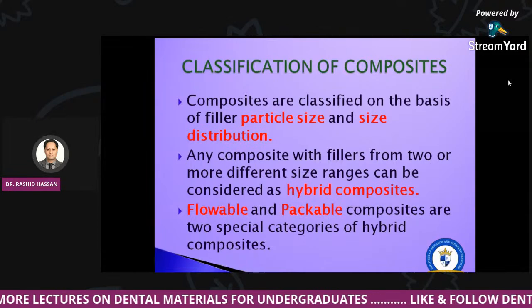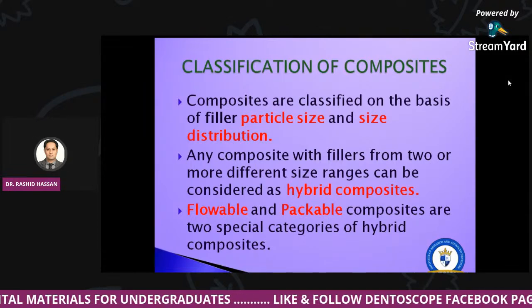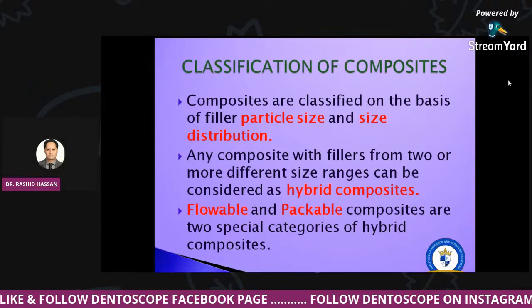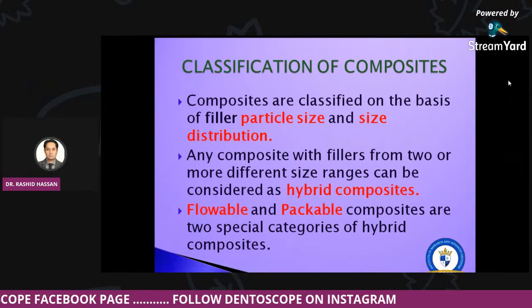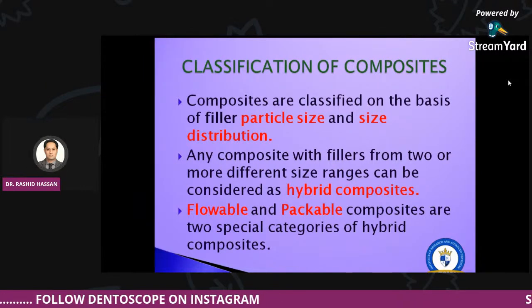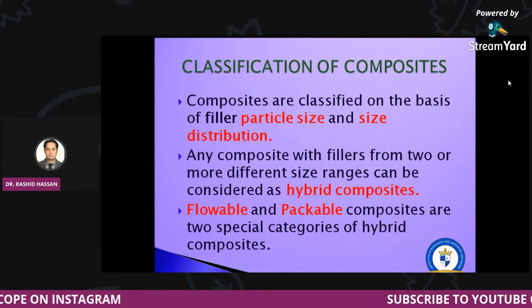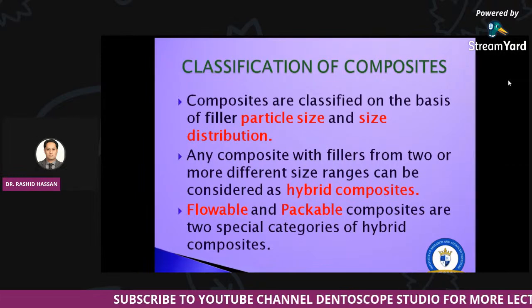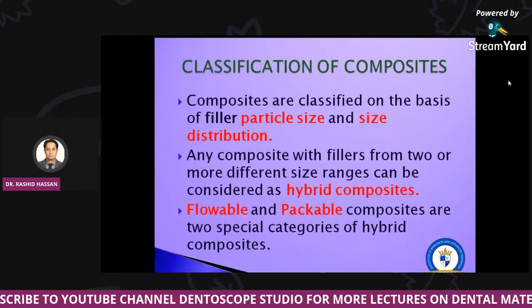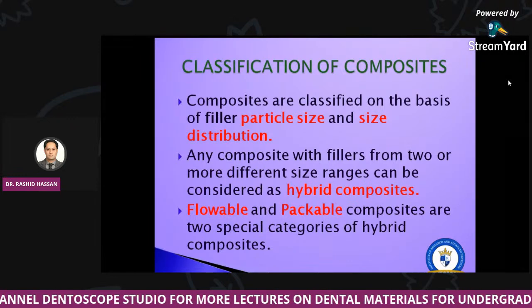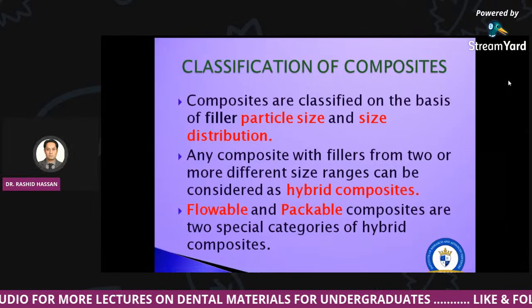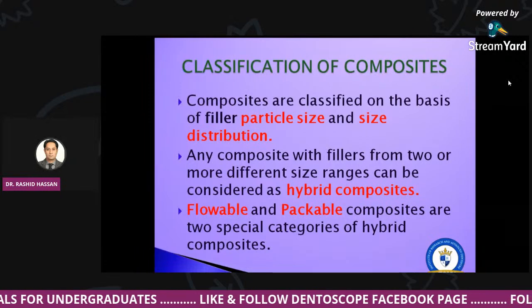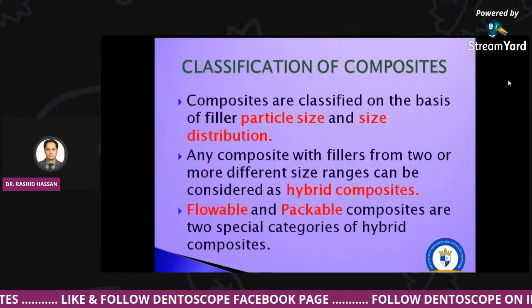A composite with fillers from two or more different types is called a hybrid composite. We are familiar with the hybrid cars we see nowadays, which operate on battery as well as on petrol. So there are two ways by which we can drive those cars. Same is the case here. If the composite has two or more different types of inorganic filler particles, we call it a hybrid composite.